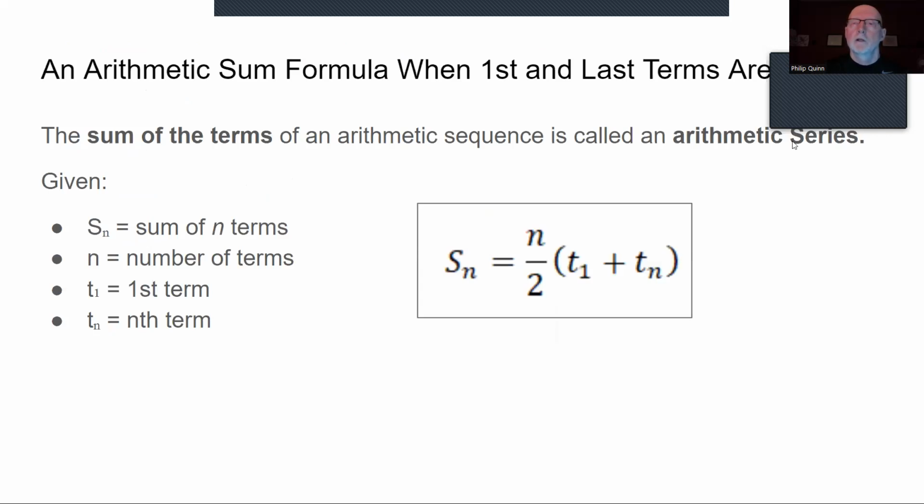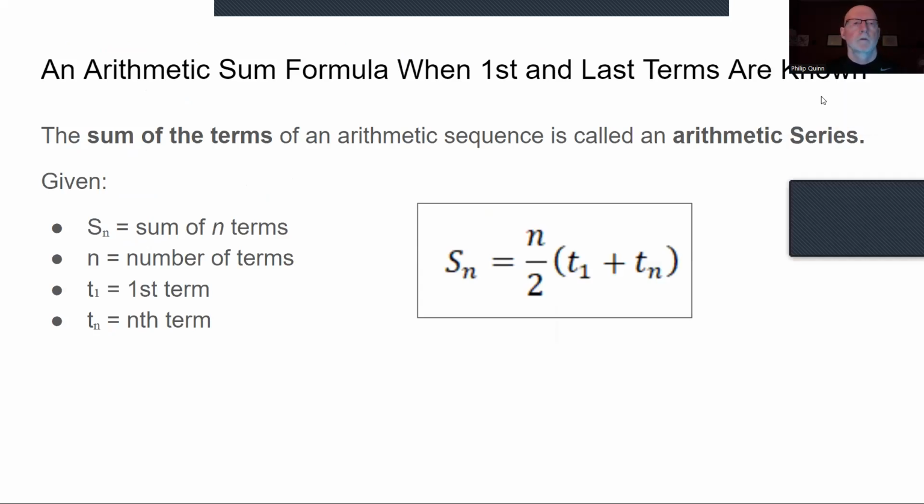So we've got 2 formulas. This is the first one: an arithmetic sum formula when the first and the last terms are known. Remember, the sum of an arithmetic sequence is called an arithmetic series. It's the terminology we use, a series for sum. So here's our formula.